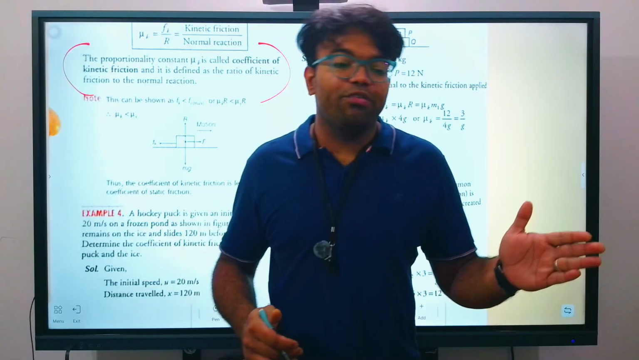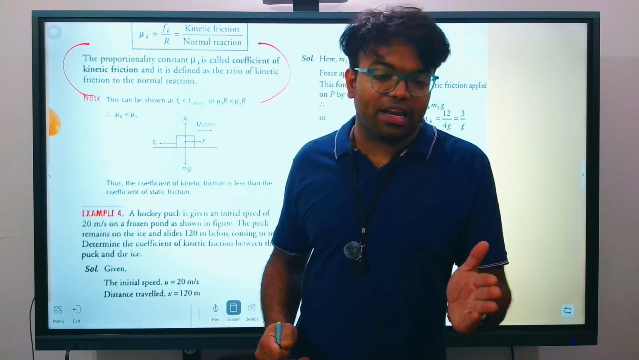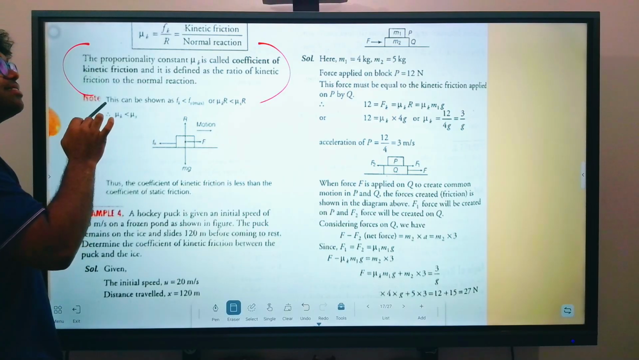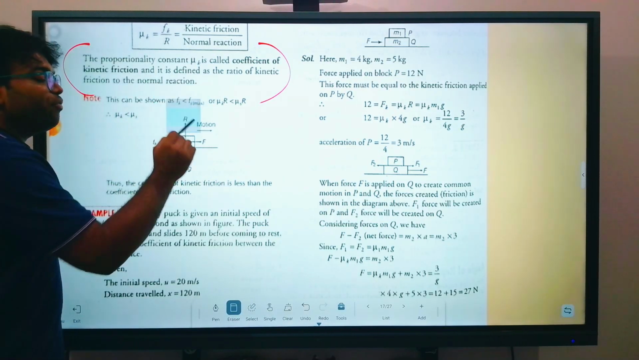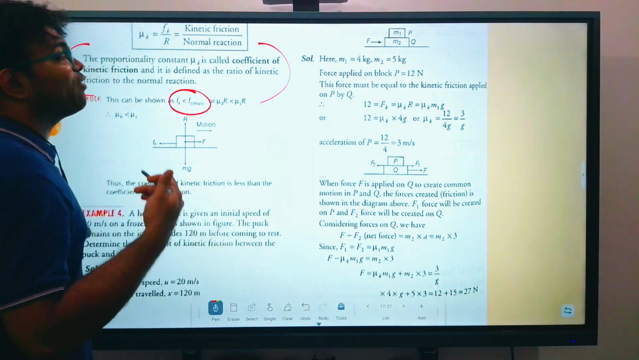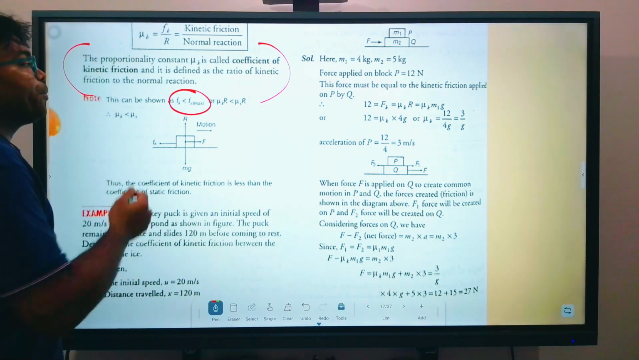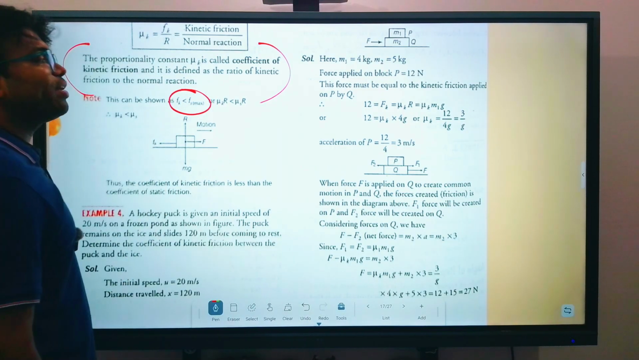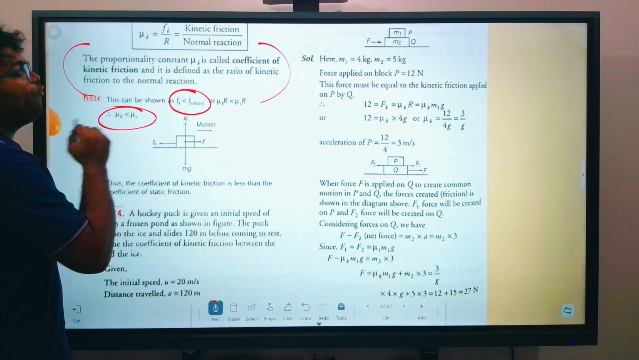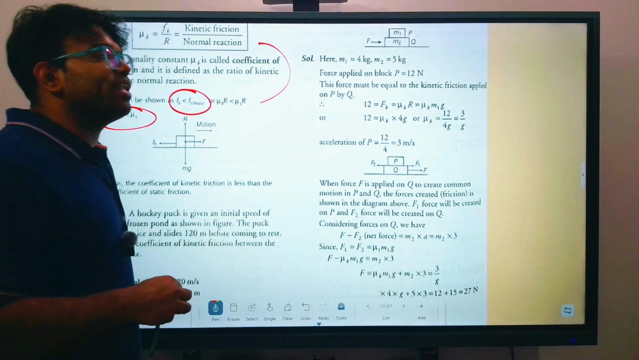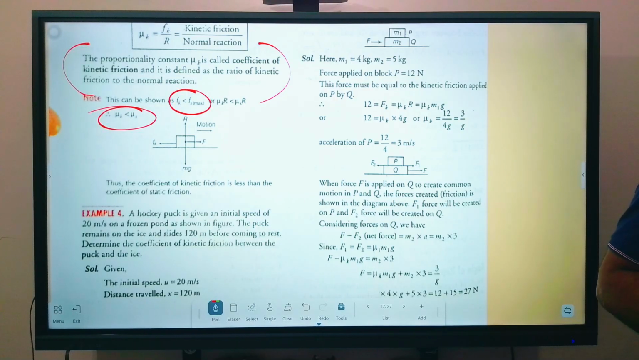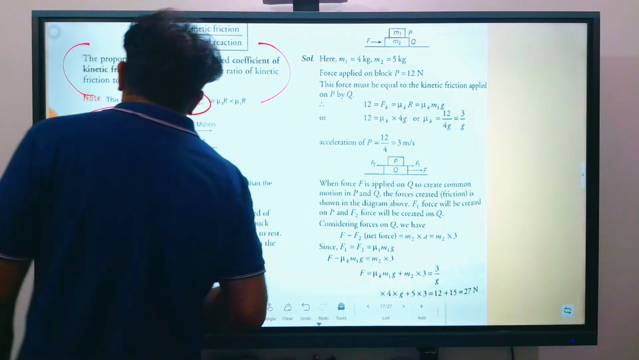So basically, static friction can have values from 0 to Fs max. But when we arrange it like this, we can say that the dynamic friction will always be less than the maximum static friction or the limiting friction. Putting in the values, mu K R should be less than mu S R. Therefore, mu K, the coefficient of dynamic friction, will always be less than the coefficient of static friction. Understood?